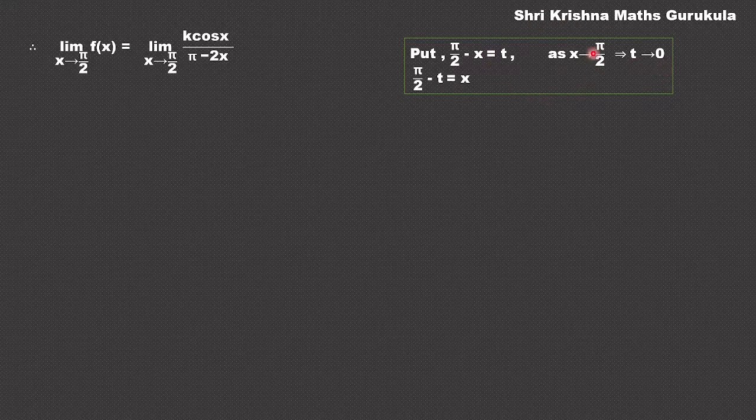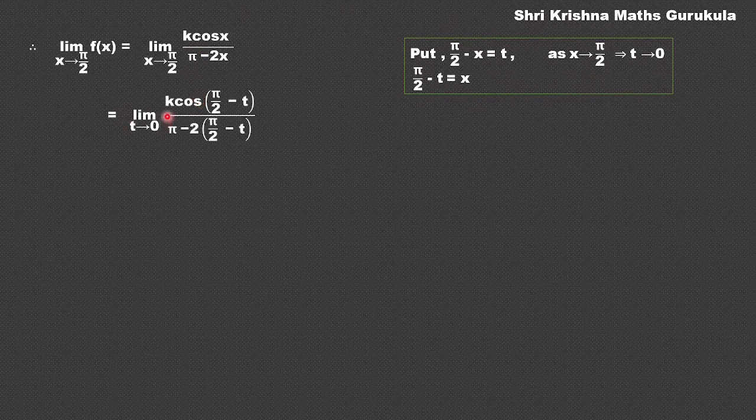So let us use this substitution and limit in the expression. Limit of k into cos of x, where x is pi by 2 minus t. Correct? We will substitute that. Cos of pi by 2 minus t divided by pi minus 2 into, in place of x again, pi by 2 minus t. Now the limit also has to be changed. That is, t is tending to 0.